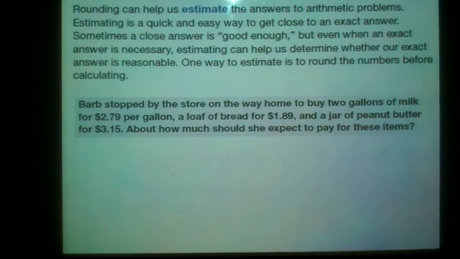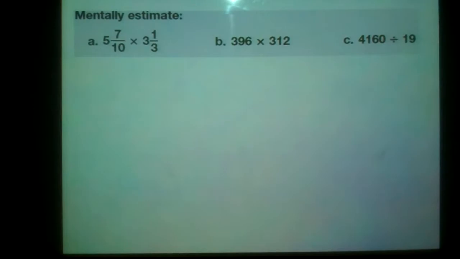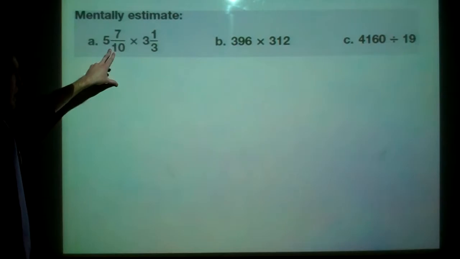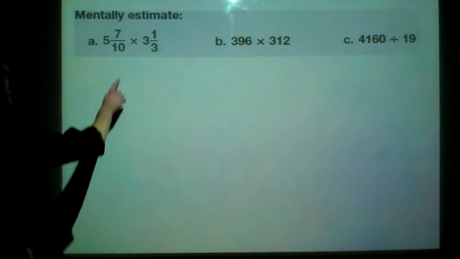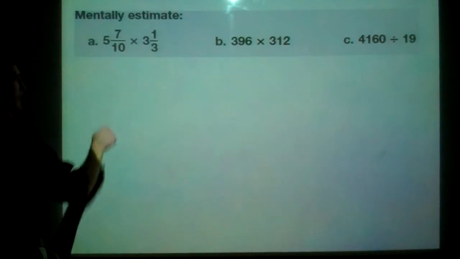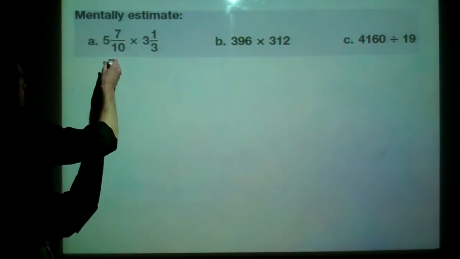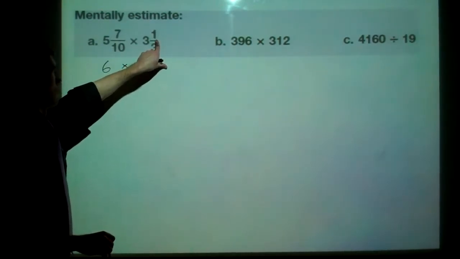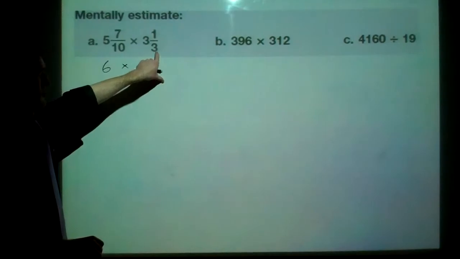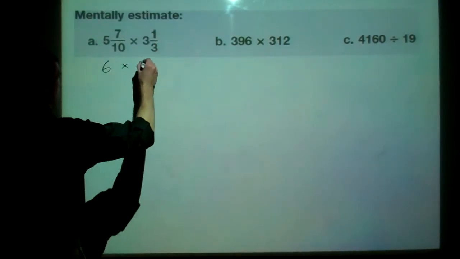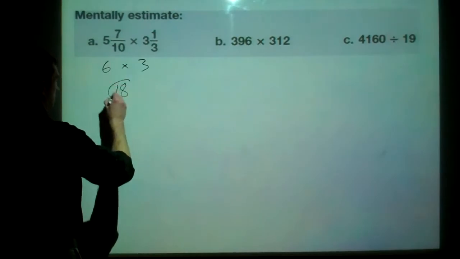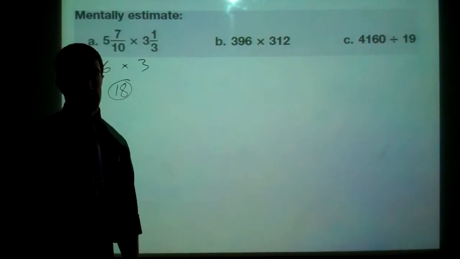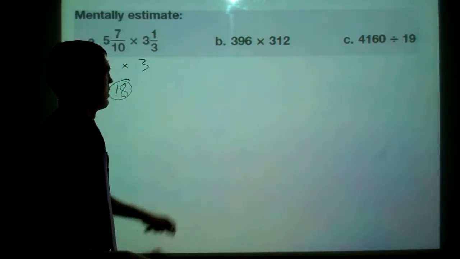Alright, next couple examples here, and I'm going to go through these quick because I'm running out of time. So 5 7/10, we're going to mentally estimate these. 5 7/10 is bigger than 1/2 because 5 out of 10 is 1/2, so this would round to 6. Times 3 1/3. 1.5 is half of 3, so this is less than a half. This stays at 3, and we should get 18. 6 times 3. And that's if we estimate. These aren't the exact answers.